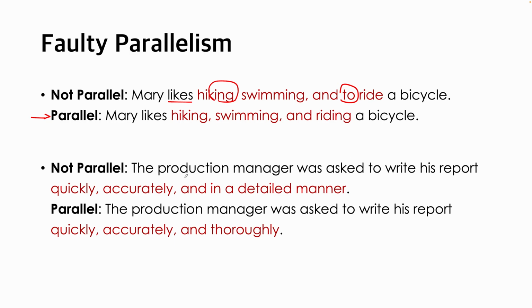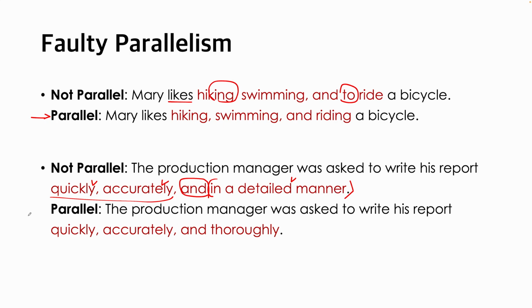Another example is: the production manager was asked to write his report quickly, accurately, and in a detailed manner. The problem here is that there are 3 items conjoined together by the conjunction and. You have to write the report in a quick, accurate, and detailed manner. And the problem here is that this is not parallel. The first 2 items are adverbs, but the final item is a prepositional phrase. So this is not parallel.